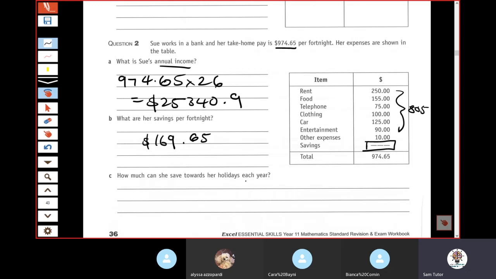How much can she save towards her holiday each year? Easy? Yeah, I thought so. So she has $4,410.90 to go. Hopefully not on a cruise. To go anywhere.